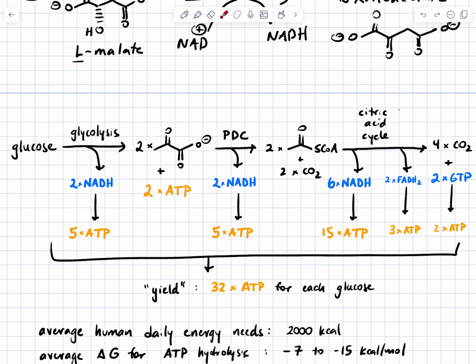Yeah? So that was after we invested 2 ATP? That's counting the 2 that we invested. So this is the net overall yield.